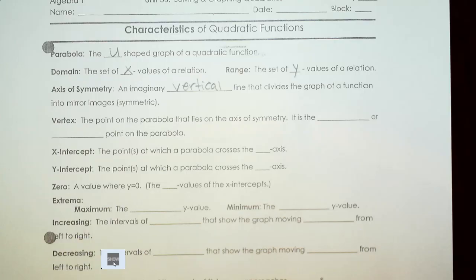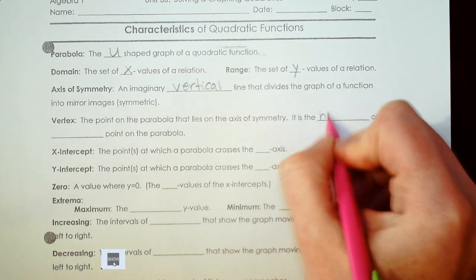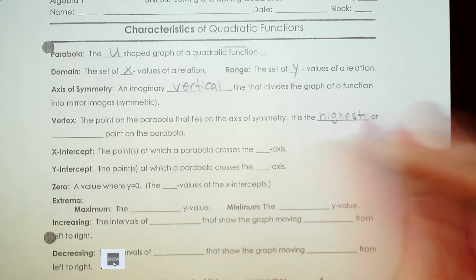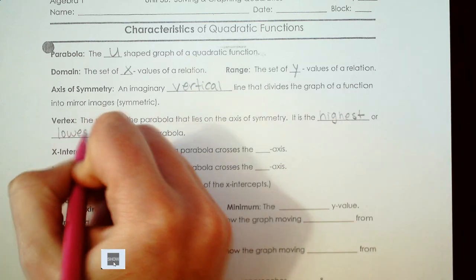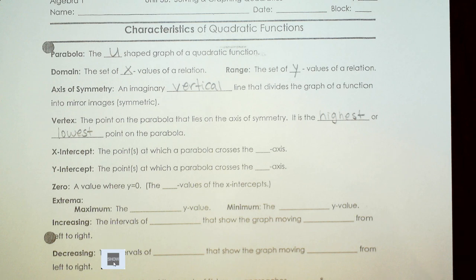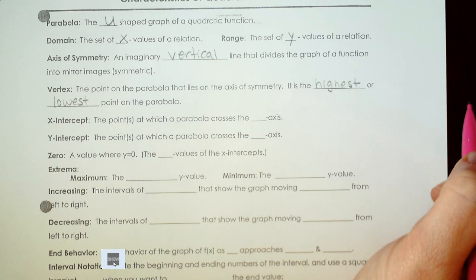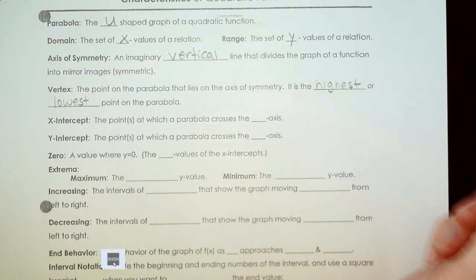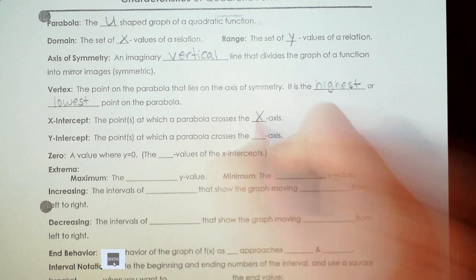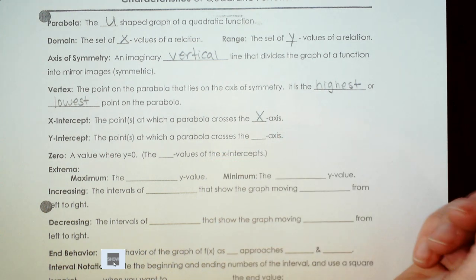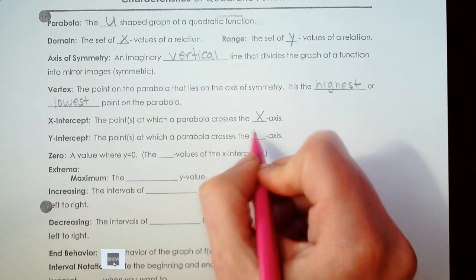The vertex is the point on the parabola that lies on the axis of symmetry. It is either the highest or lowest point on the parabola, depending which way your parabola opens. The x-intercept is the point or points at which the parabola crosses the x-axis. And similarly, the y-intercept is the point or points at which the parabola crosses the y-axis.